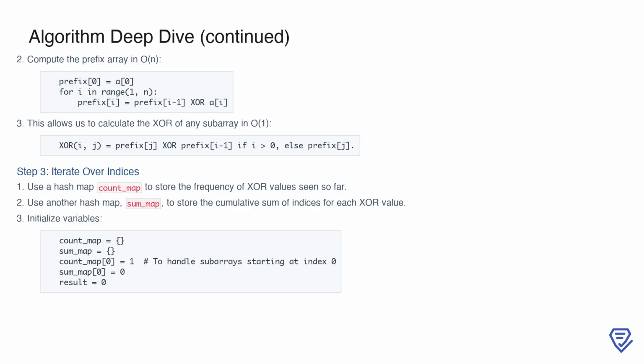With this array, we can determine the XOR of any subarray in constant time using the formula XOR(i, j) equals prefix[j] XOR prefix[i-1], or simply prefix[j] if i is 0. Next, we iterate through the indices of the array while using two hash maps to track critical information. The first map, count_map, keeps track of how many times each XOR value has been seen. The second map, sum_map, stores the cumulative sum of indices for each XOR value. These maps help efficiently calculate contributions to the result based on previously seen data, while also being initialized to handle edge cases like subarrays starting at index 0.